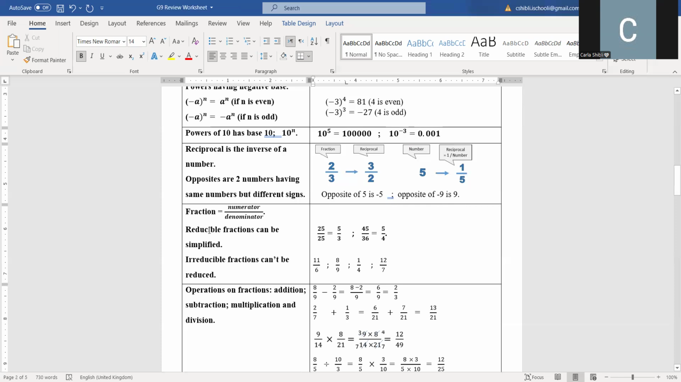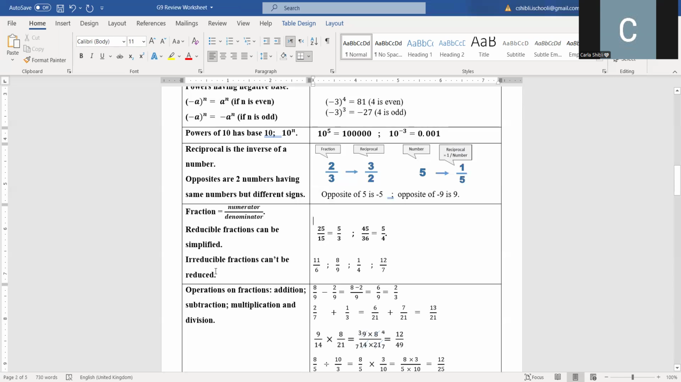We move now to the concept of fraction. The fraction in math, we write it as a numerator over denominator. As fractions, we have reducible ones and irreducible ones. Reducible fractions can be simplified or made smaller. For example, 25 over 15. If we have a fraction 25 over 15, we can simplify both the numerator and denominator by 5. 25 divided by 5 is 5, and 15 divided by 5 is 3. Always to simplify a fraction, we divide the numerator and denominator by the same number.